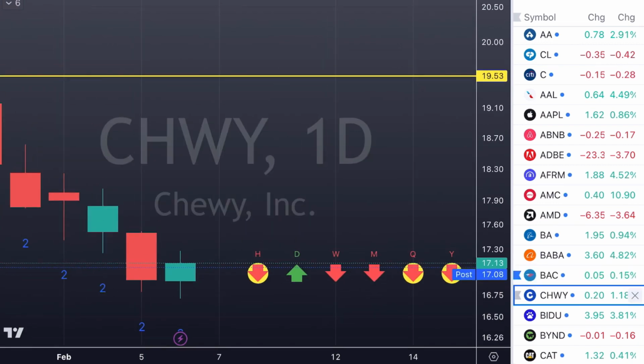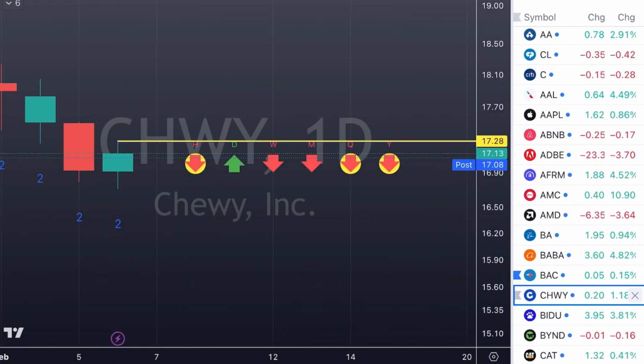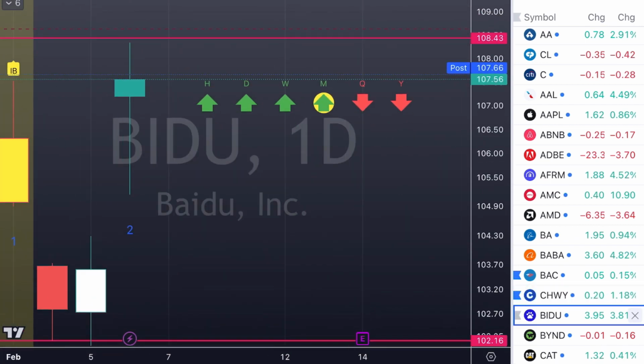We look at Chewy. Okay, here's one. Chewy, 2 down finish green. I'm just going to mark it like that. That's all I'm doing. And then I mark that flag in blue. BIDU, nothing doing.